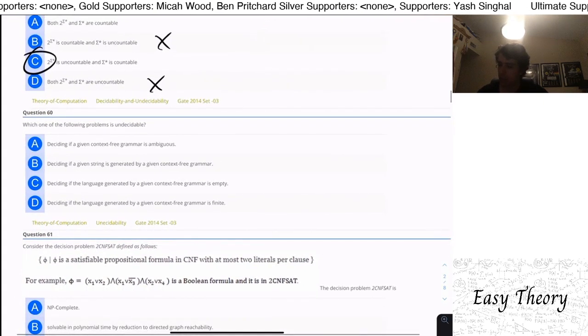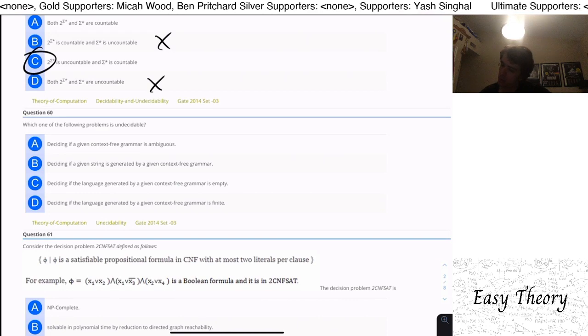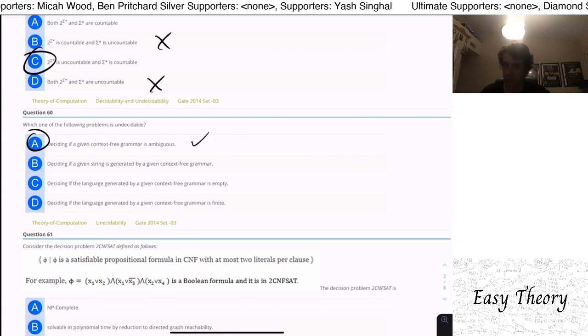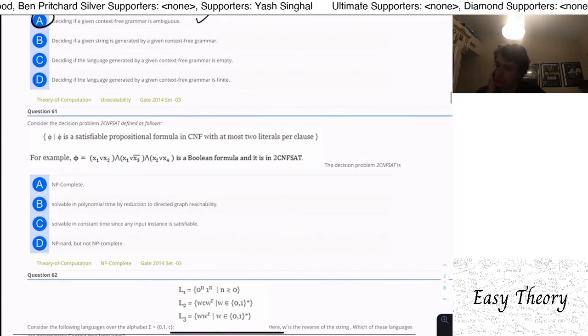Which of the following is undecidable? Checking if the CFG is ambiguous. That's true. Okay. 2 CNF SAT.